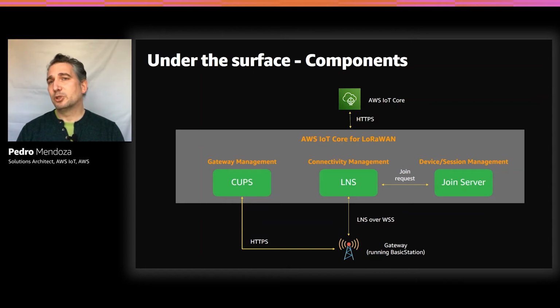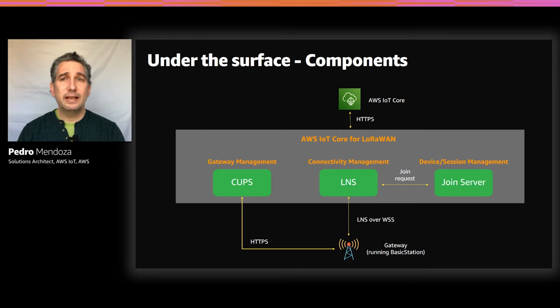It will also be responsible for deduplicating the message in case the device is reaching more than one gateway. It will also take care of validating the authenticity of the device as well as the integrity of the data being transmitted. Last but not least, it is responsible for forwarding the uplink message coming from the device to the downstream consumers, in this case IoT Core, and also doing the opposite, so being able to send the messages coming from AWS IoT Core down to the devices, what we call the downlink messages.